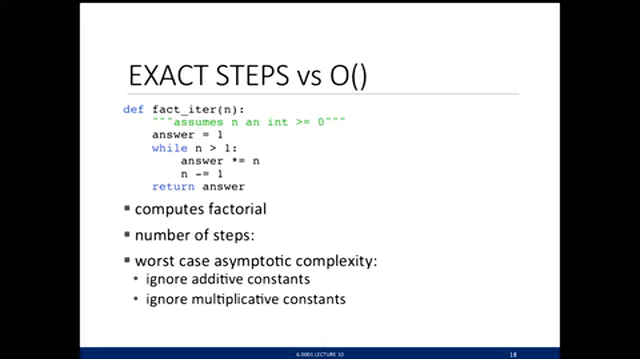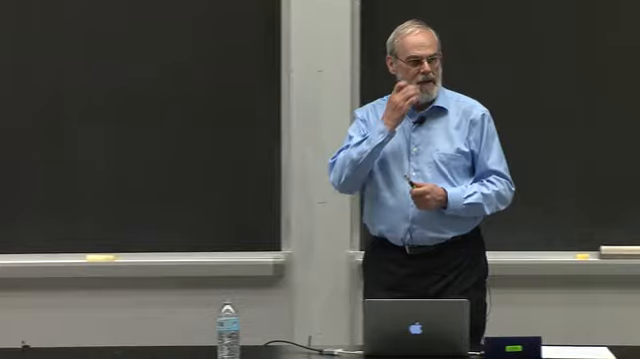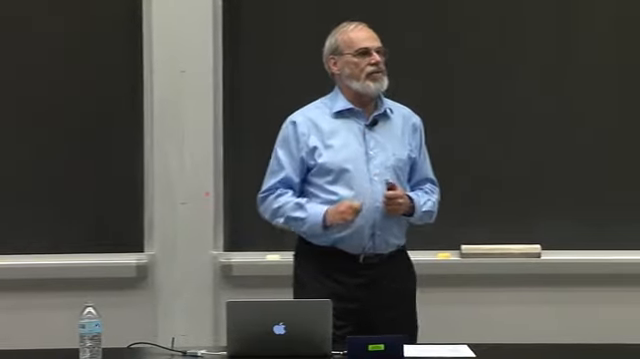Here we're going to set up an internal variable called answer, and then we're just going to run over a loop. As long as n is bigger than 1, we're going to multiply answer by n, store it back into answer, decrease n by 1, and we'll keep doing that until we get out of the loop, and we're going to return answer. I'm going to start by counting steps.